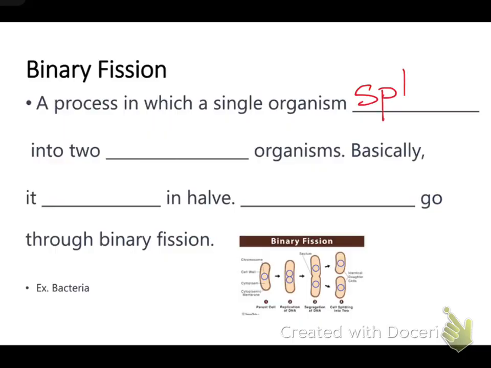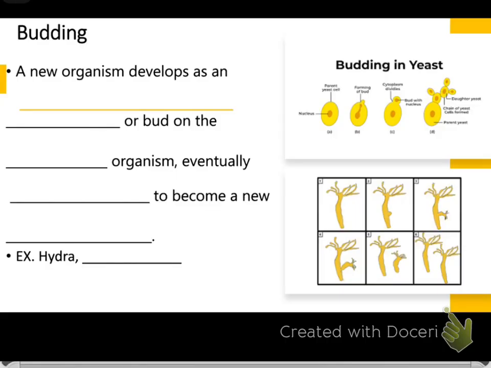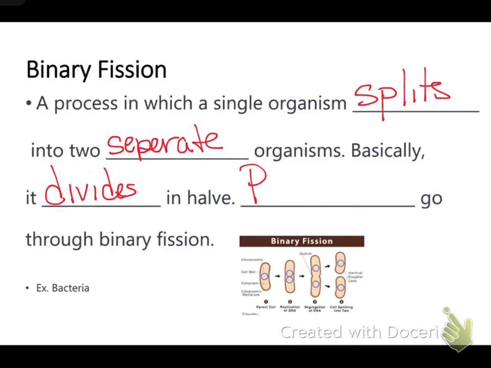The next example would be binary fission, which is a process in which a single organism splits into two separate organisms. Basically, it's just dividing in half. Prokaryotes go through binary fission. Bacteria. Oopsie, went too fast. Hold on. Reverse. So in this picture, you see this is the cell starting off, the bacteria cell, and basically it's just dividing in half, and now you have two at the end. Okay.